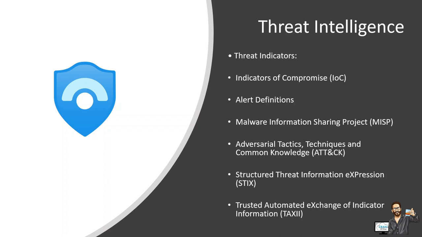So in Azure Sentinel, you can use threat indicators to help detect malicious activity observed in your environment and then provide context to security investigators to help you form a response on that decision, which is exactly what we're going to be doing right now.